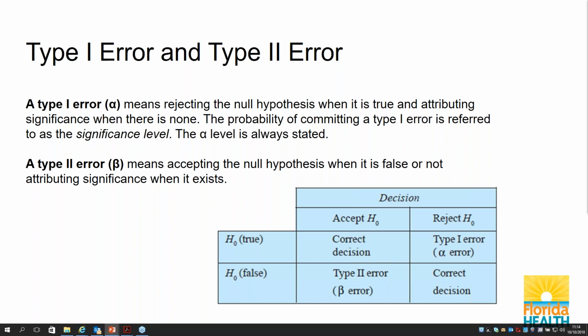So for type 1 error and type 2 errors, a type 1 error means that you're rejecting the null when it is true and attributing significance when there's none, and that the probability of committing a type 1 error is referred to as the significance level, and alpha is always stated. A type 2 error means accepting the null hypothesis when it is false or not attributing significance when it does exist. And this is a different interpretation or a different way of basically saying what Khan Academy just did on their video. It's just a different chart displaying the same information.